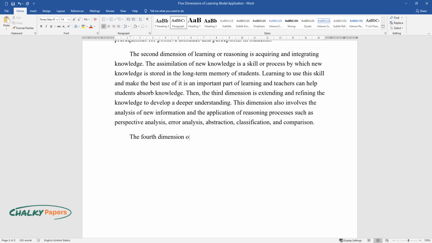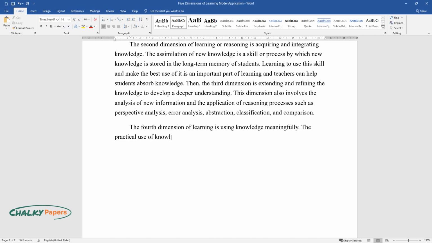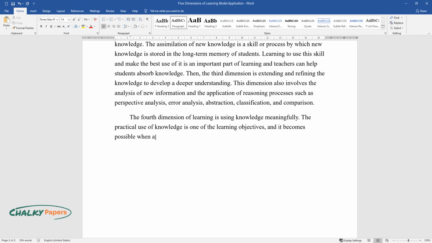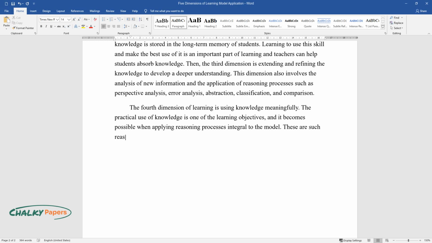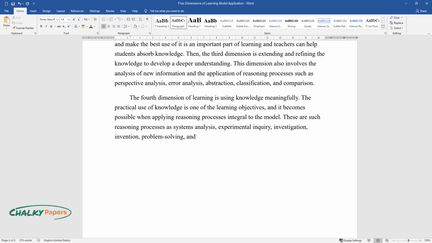The fourth dimension of learning is using knowledge meaningfully. The practical use of knowledge is one of the learning objectives, and it becomes possible when applying reasoning processes integral to the model. These are such reasoning processes as systems analysis, experimental inquiry, investigation, invention, problem-solving, and decision-making.